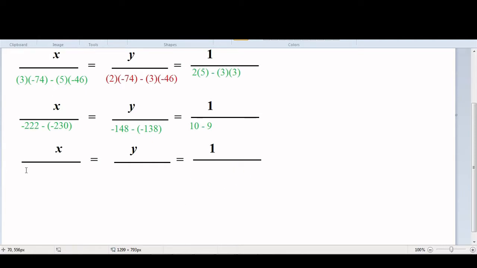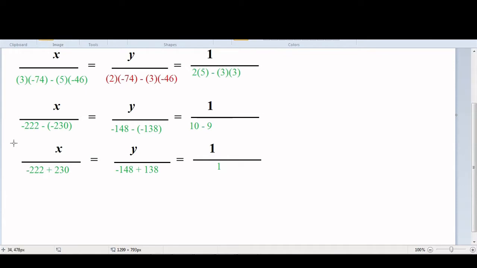So it will be how much? It will be minus 222 plus 230. It will be how much? Minus 148 plus 138, and it will be how much? It will be only 1.